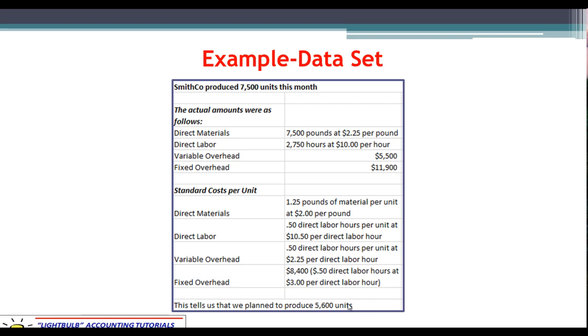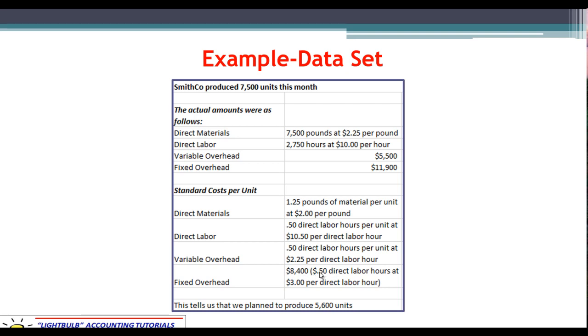Now, by the way, this 5,600, a lot of times they'll give you that. The reason I say this tells us that we plan to produce 5,600, you have to actually look at this fixed overhead to identify where I got that from. It's not a main part of our discussion, but what I'll mention here is that we're expected to get $8,400 in fixed overhead overall.